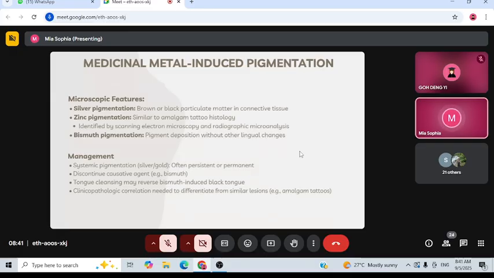As for management, pigmentation from systemic exposure, like silver or gold, is usually permanent. Discontinuation of the causative agent, such as bismuth, is the first step. In the case of black tongue, mechanical cleaning like tongue brushing can help reverse the appearance. But due to the similarity in appearance to other pigmented lesions, clinical pathologic correlation is essential for a correct diagnosis.